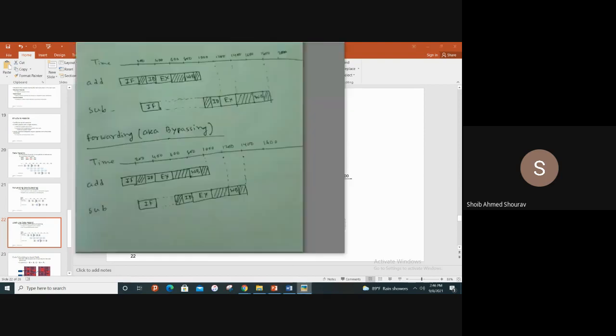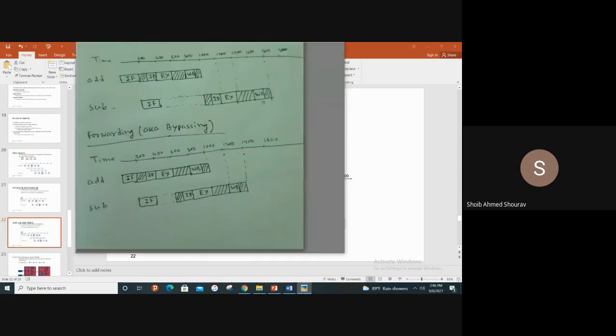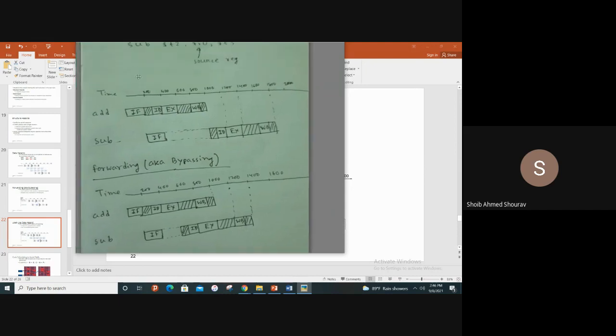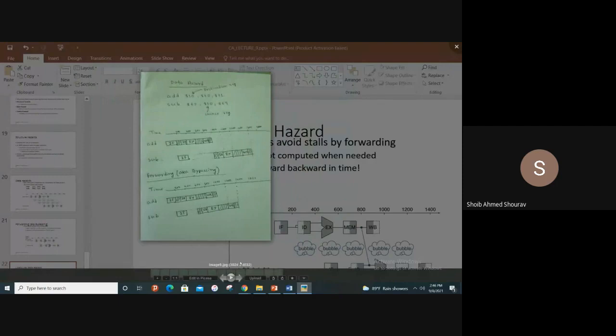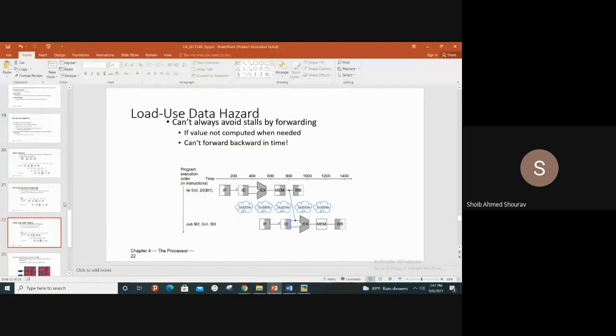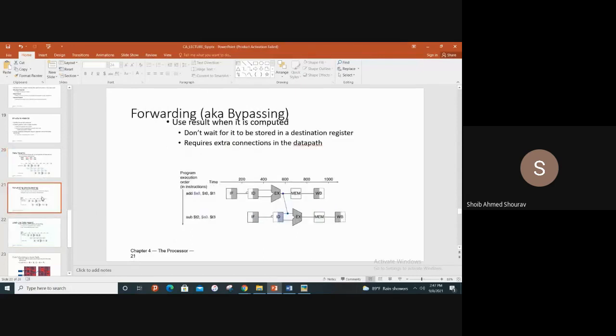Yes, sir. And as we have seen, even after this forwarding, there is still a cycle stall. To remove this cycle stall, we have to use code scheduling. Because for data hazard, if we use forwarding, we cannot remove all the stalls. Still, we have some cycle stalls, like one. If we want to remove that cycle stall, we have to use code scheduling.